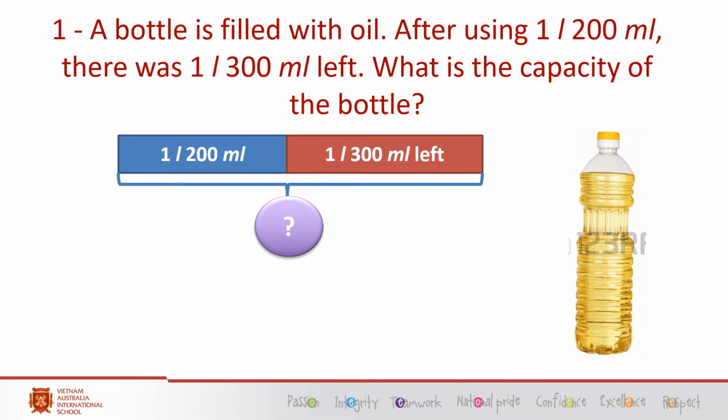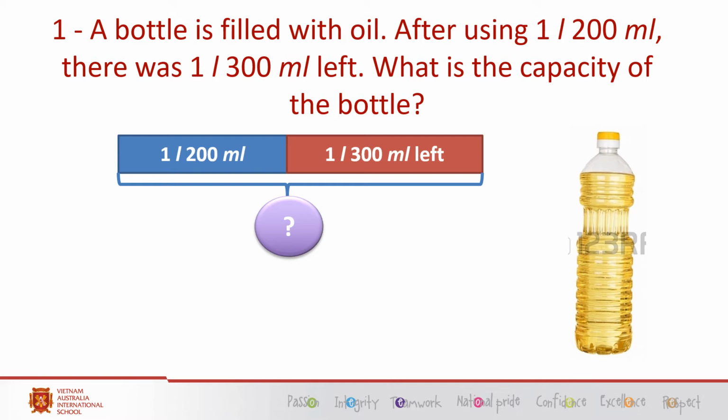Okay, for the word problems, you need to read the question carefully before you start. And after reading, I would like you to underline the keywords. For the first activity, I will help you read. A bottle is filled with oil. After using 1 liter 200 milliliters, there was 1 liter 300 milliliters left. What is the capacity of the bottle?